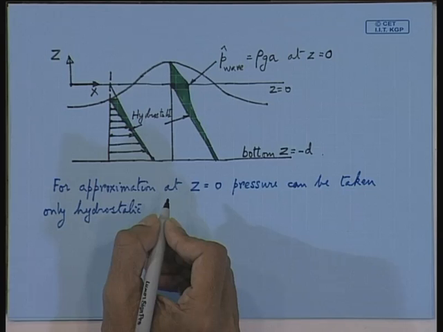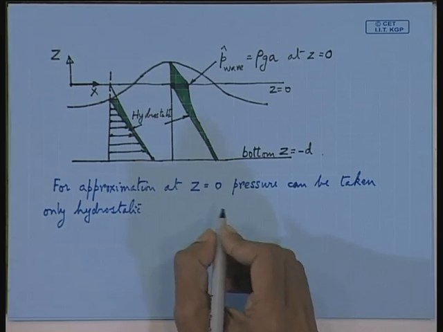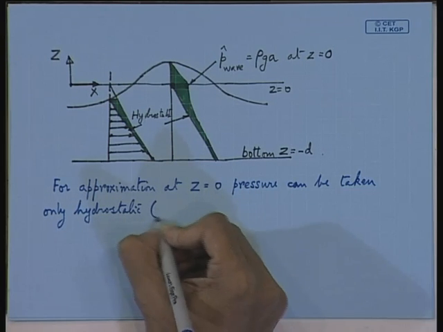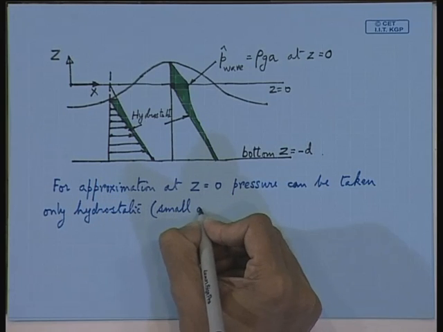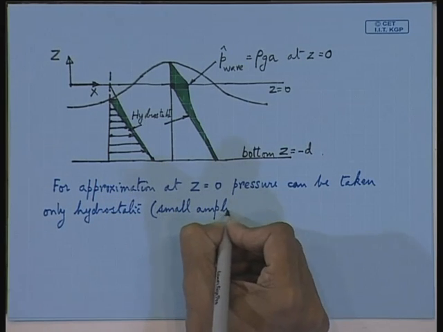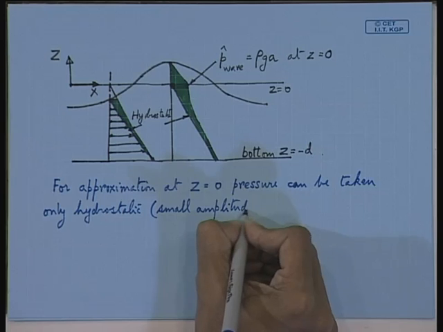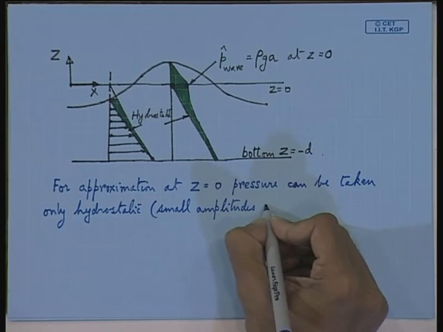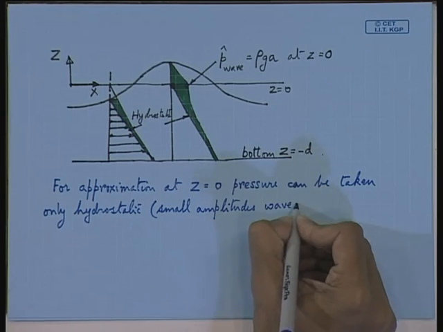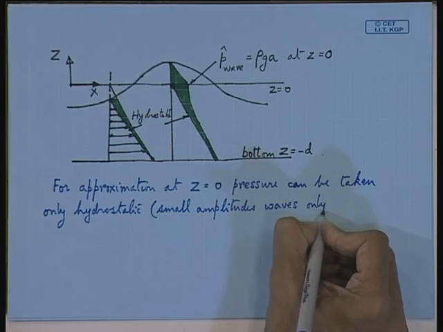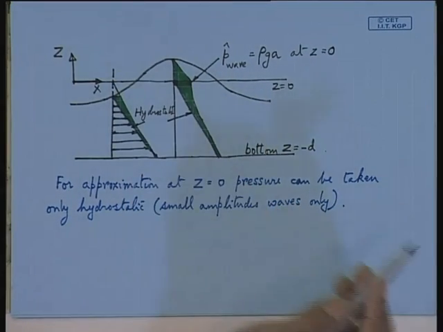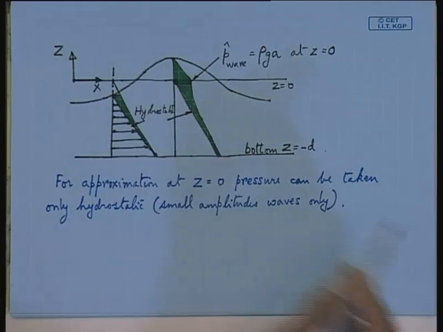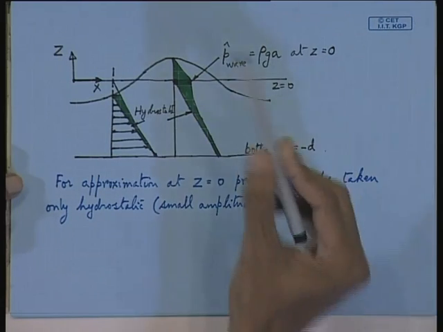This is for small amplitude waves. Otherwise, you take this rho g a, but the hydrostatic pressure will be 0 at this point, at Z equal to 0.